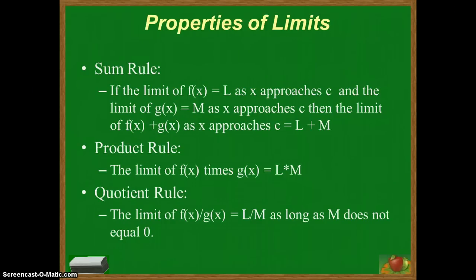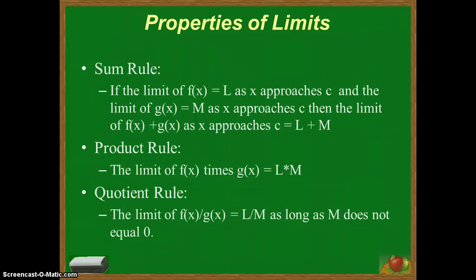The first one would be what we call the sum rule. It says if the limit of f of x equals L as x approaches some constant c, and the limit of g of x equals m as x approaches the same constant c, then the limit of f of x plus g of x as x approaches c is simply L plus m. You just add them together.